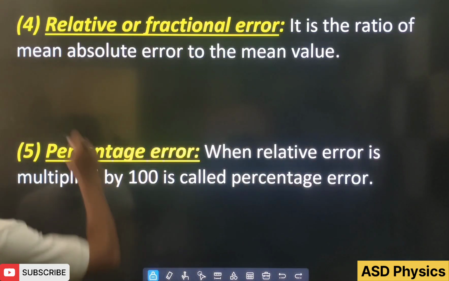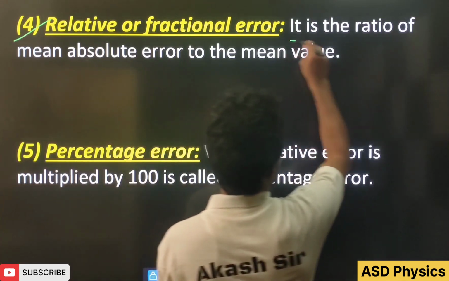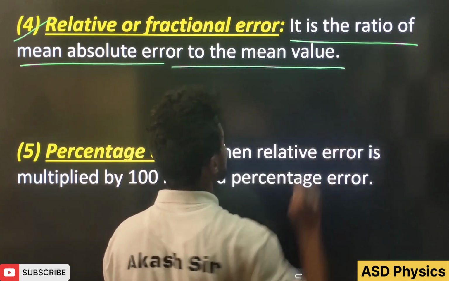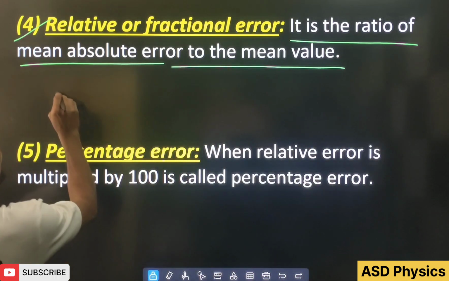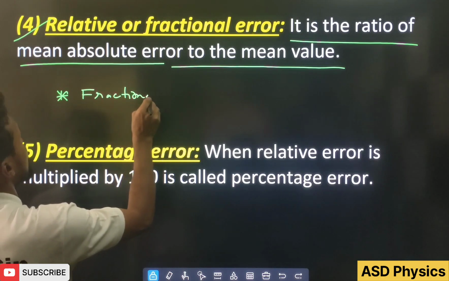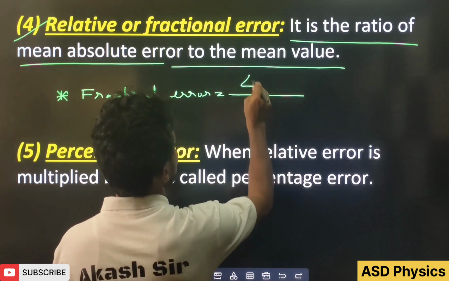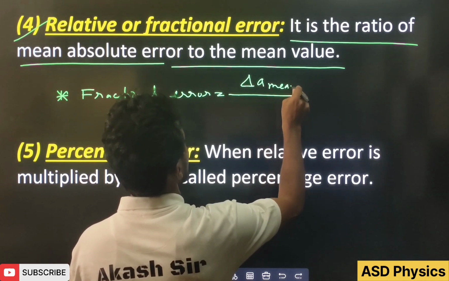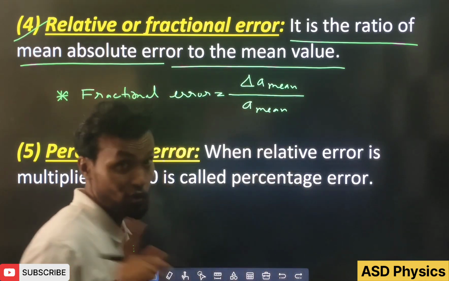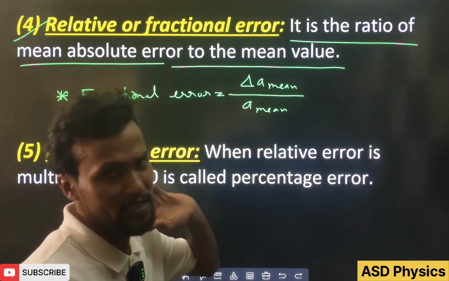Now let's see relative or fractional error. It is the ratio of mean absolute error to the mean value. So the fractional error is given by delta A mean by A mean, or the true value. Don't think that this A mean and A mean cancel. No, because it is delta A mean by A mean.